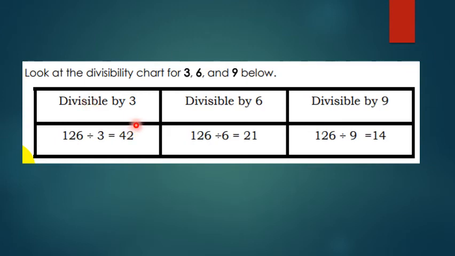So, yan po. So, kung divisible siya sa 3, pag dinivide natin yung 126 sa 3, ang total po niya ay 42. Pag dinivide naman sa 6 yung 126, magkakaroon tayo ng 21 arrangements. Pag dinivide naman po natin sa 9, magkakaroon po tayo ng 14 arrangements.